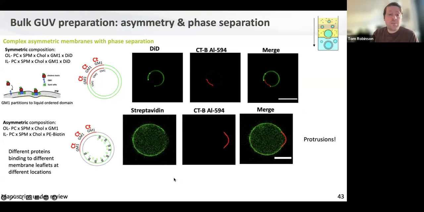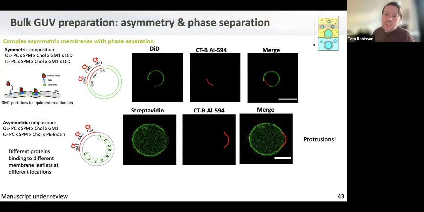So we can introduce asymmetry by having GM1 only on the outside here. And then on the inside, we can have another degree of asymmetry by adding biotinylated lipids on the other phase on the inside. So we have streptavidin binding to the inside and cholera toxin B to the outside. Here we have two different proteins binding to different membrane leaflets, also at different lateral positions as well. So it's getting pretty complex.